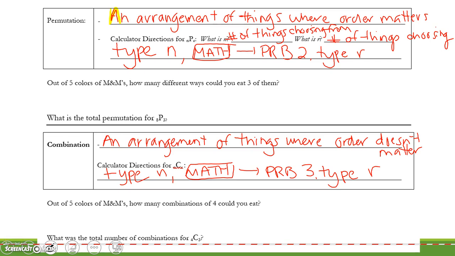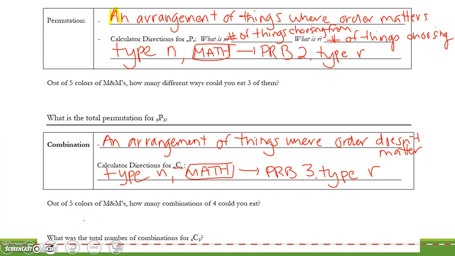So today we're going to talk about some things called permutations and combinations. A permutation is an arrangement of things where order matters. These are going to be word problems most likely, and you need to be able to understand if order matters or order doesn't matter.